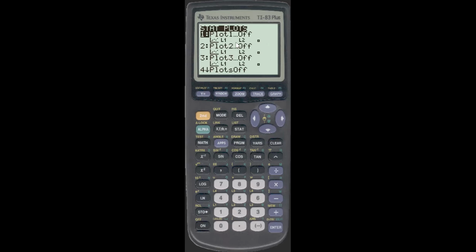Second stat plot. That's the Y= menu. Second stat plot is above the Y= button, which is above the Y equals.